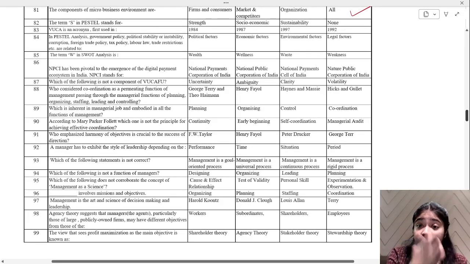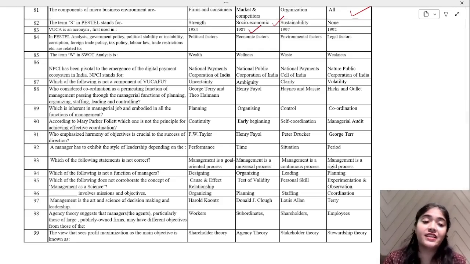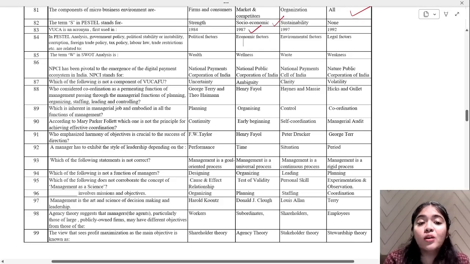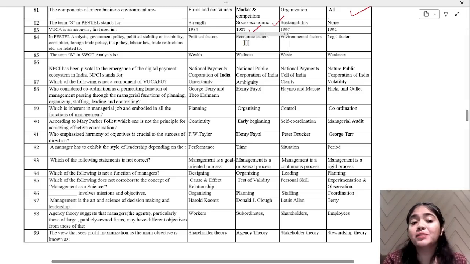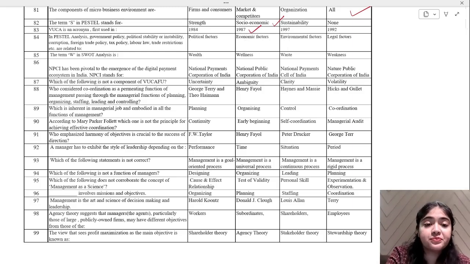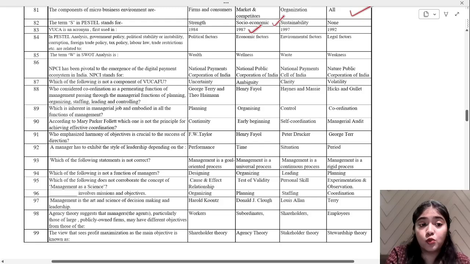Now, what they have said next, the term S in pestle stands for strength, socio-economic, sustainability, or none. Yes, that's correct, socio-economic. VUCA is an acronym first used in, when was it first used in? Yes, 1987. In pestle analysis, government policy, political stability or instability, corruption, foreign trade policy, tax policy, labor law policy, and trade restriction are related to what? All these are related to your political factors.